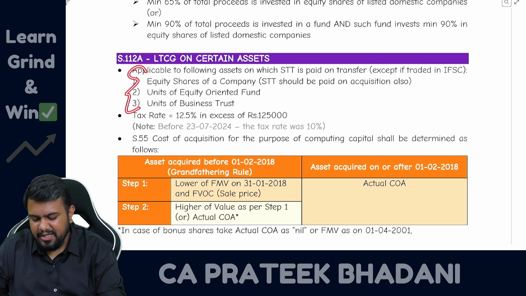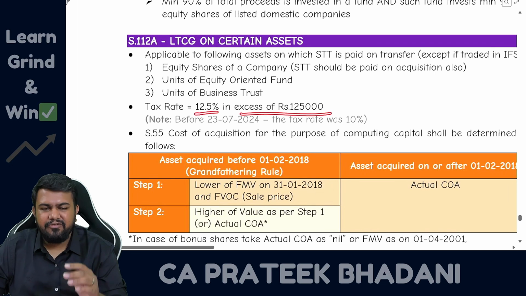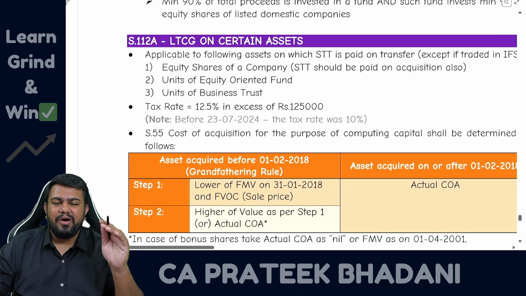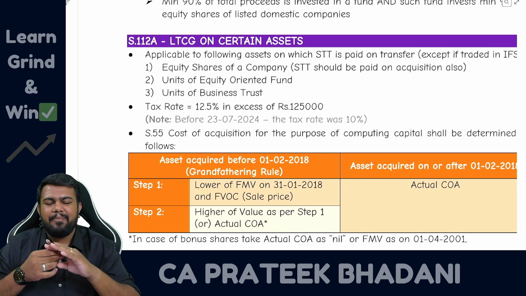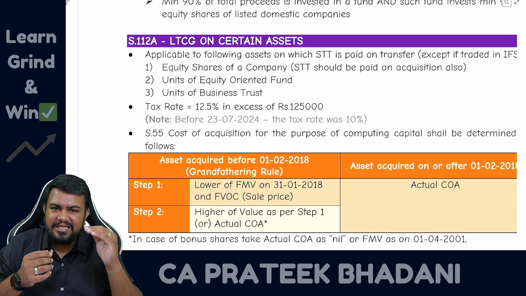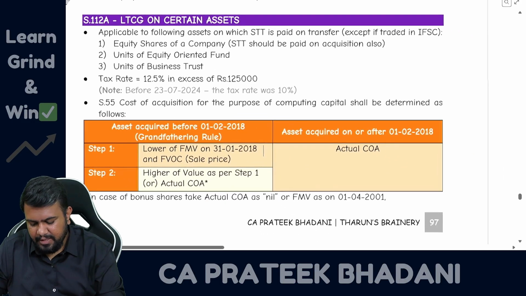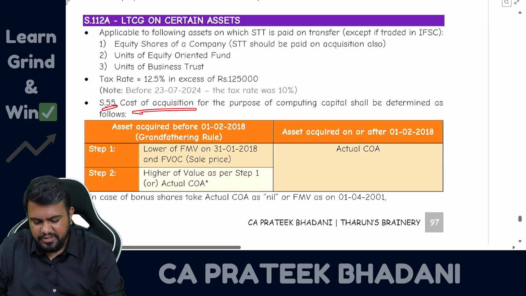For all these three, what is the tax rate? The tax rate is 12.5% in excess of 1,25,000. It means what? It is a slab rate of tax. Up to 1,25,000 the tax is 0. Above 1,25,000 the tax is 12.5%. Then section 55, cost of acquisition for the purpose of computing shall be determined as follows.